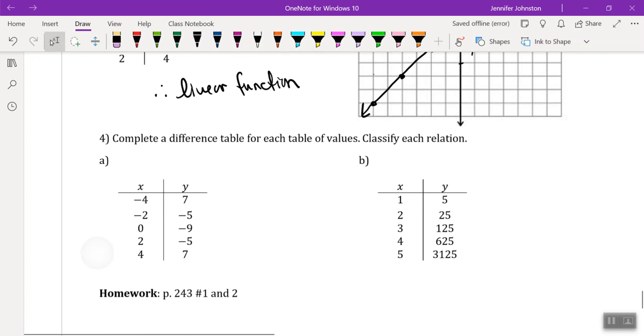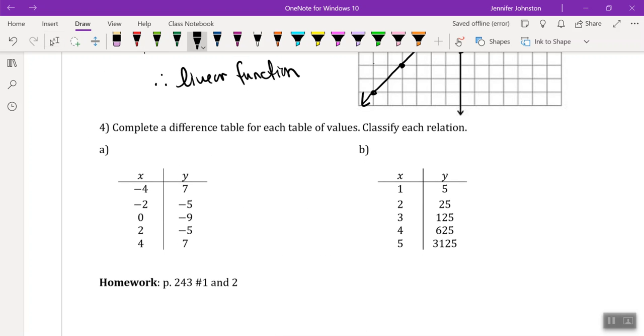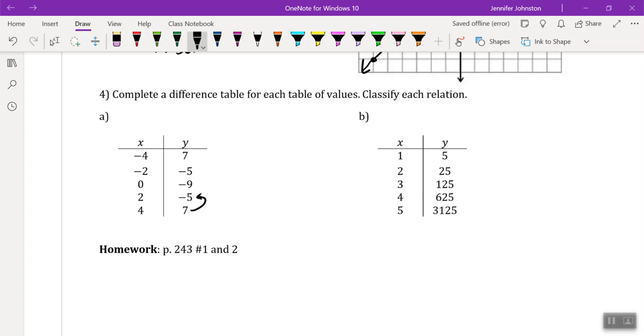Right, and then complete the table of values, the difference tables. So here we definitely have to do our difference tables. All right, let's go check that. So 7 minus -5 is happening here. So you're subtracting. Watch out for that double negative. Negative 5 minus negative 9, we get 4. Negative 9 minus negative 5, we get negative 4. And negative 5 minus 7, we get negative 12.